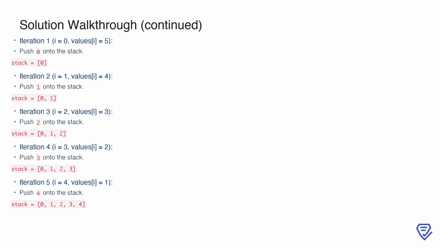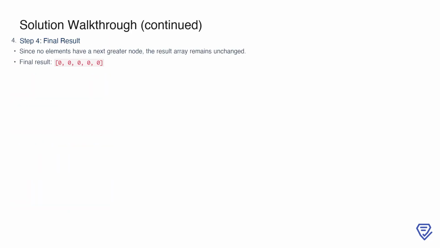Finally, in the fifth iteration, with index 4 and value 1, the top of the stack corresponds to value 2, which is greater than 1, so we push index 4 onto the stack, resulting in 0, 1, 2, 3, 4. At the end of the iteration, the stack contains all indices because no element in the list has a next greater node. As a result, the result array remains unchanged as 0, 0, 0, 0, 0. This indicates that none of the nodes in the linked list has a next greater node, which is expected given that the list is in strictly decreasing order.